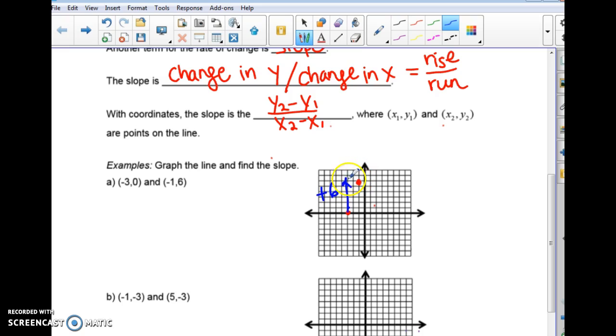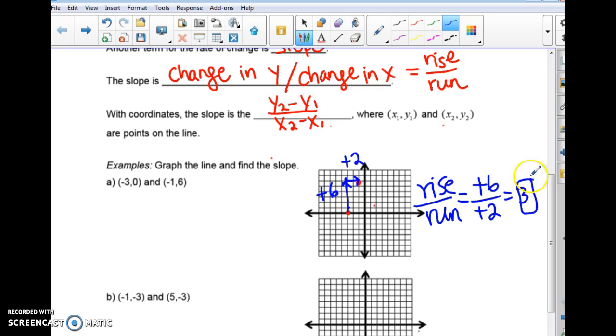And then you run how many? 2. Is that right? So it's always rise over run. Rise positive 6, run positive 2, and that's going to be positive 3. That is the slope of this line, the slope of those 2 points. So when you graph it, you always do rise over run.